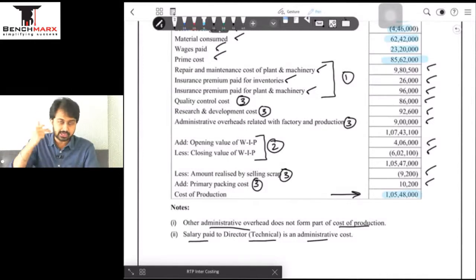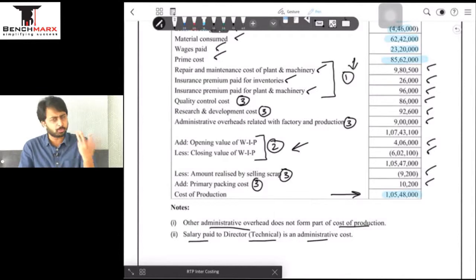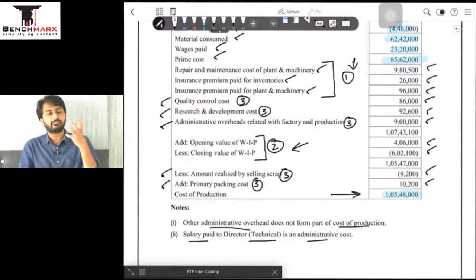So after I get my prime cost, I will add all these, the ones where I have written 1, I will add all these things to get my gross factory cost. After gross factory cost, I will add opening closing WIP to get my net factory cost or normal factory cost. After normal factory cost, I will add all the numbers where I have written 3, meaning this and this, and only after doing all these things I will get my COP.